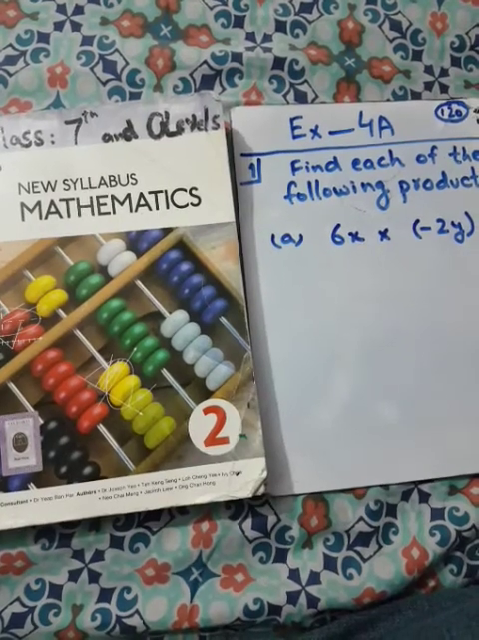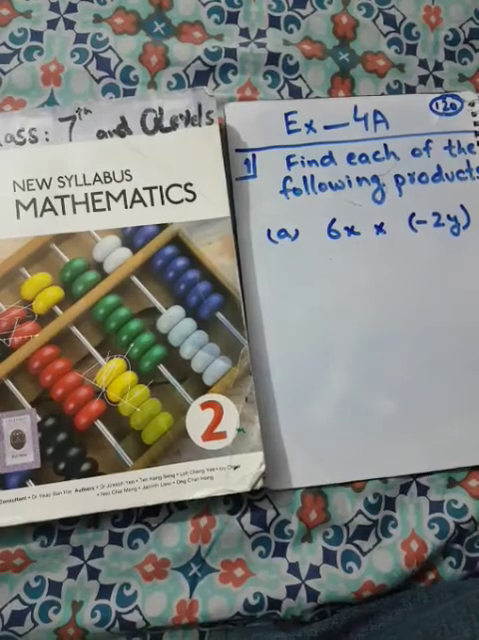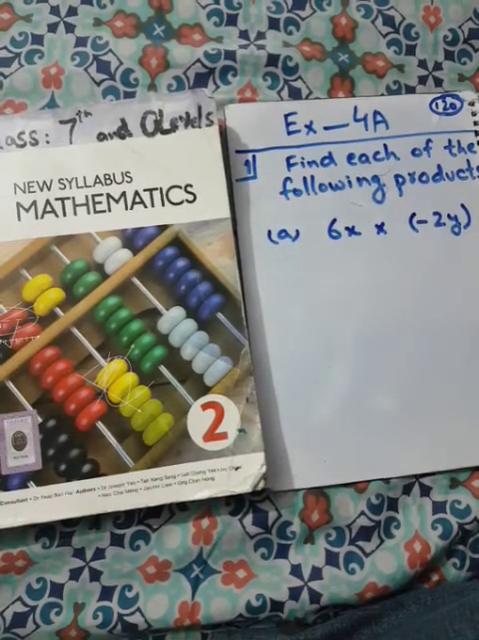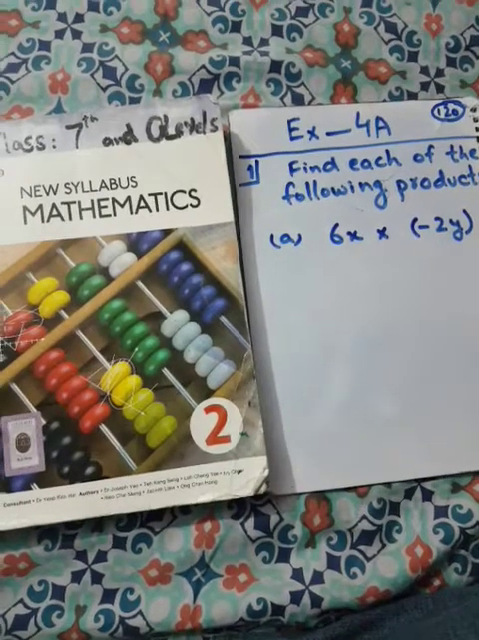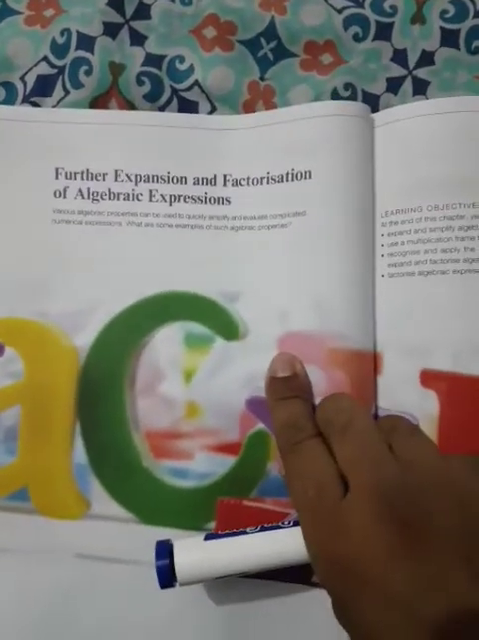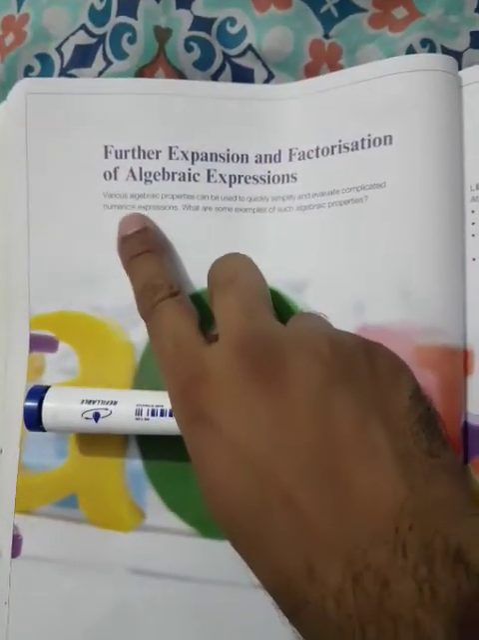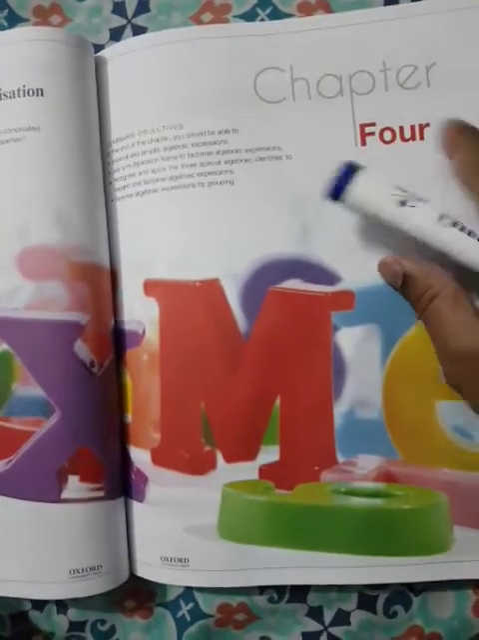This is exercise 4a. I have just started exercise 4a today. This chapter is related to further expansion and factorization of algebraic expressions. This is the title page of the chapter, Further Expansion and Factorization of Algebraic Expressions. This is chapter number 4.